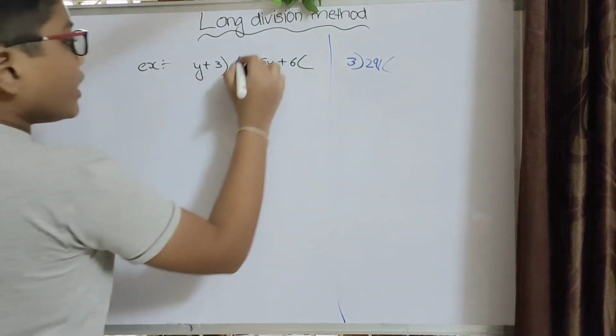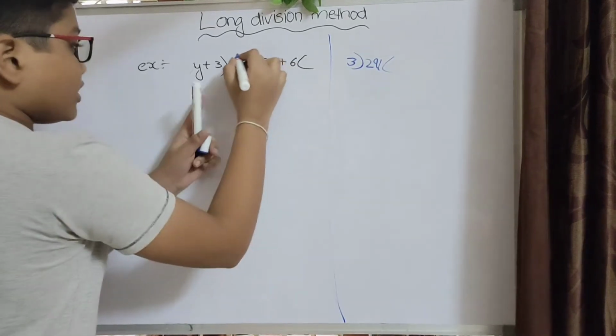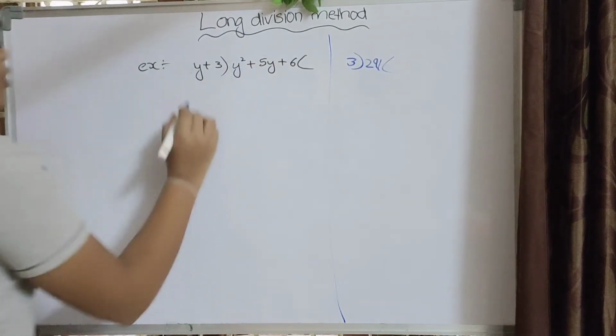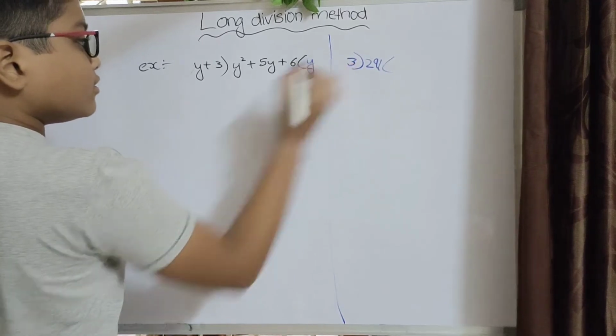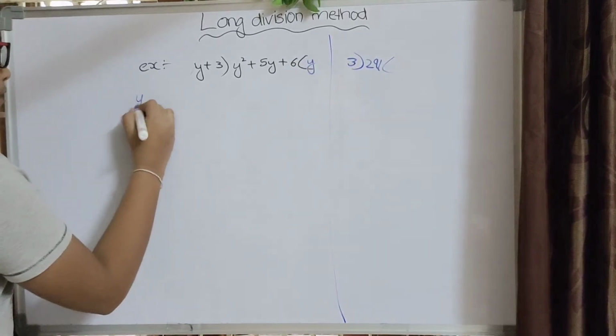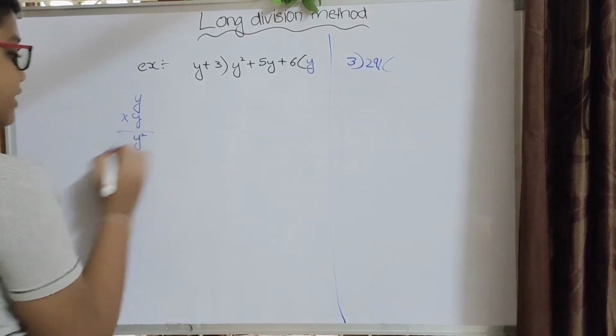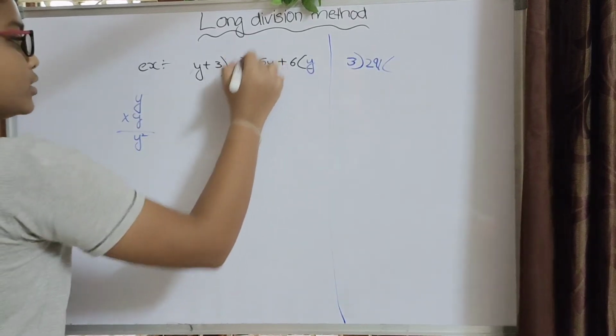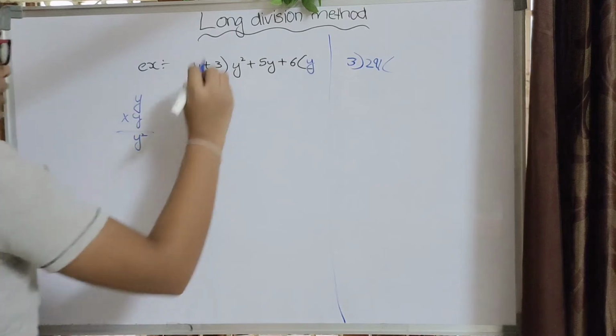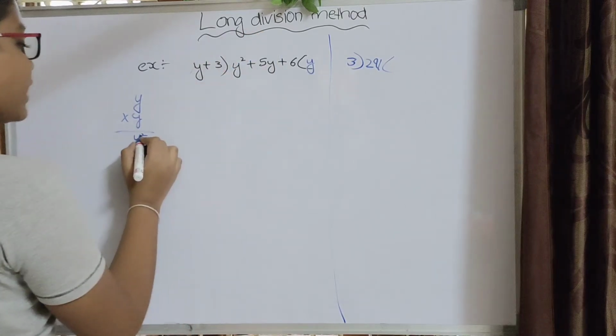Now to remove y square, we have to take y here, because y into y will get y square. To cancel y square, we have to take y.